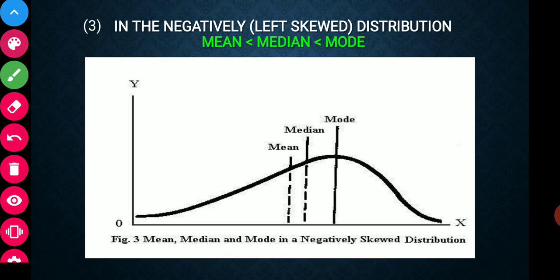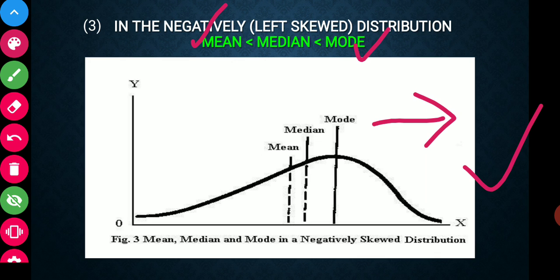Now in case of negatively skewed data, the data on the positive side will be more. So in negatively skewed data, mean will be the minimum and mode will be the maximum. So these are the relationships between the mean, median and mode that you should remember depending on the distribution of data.